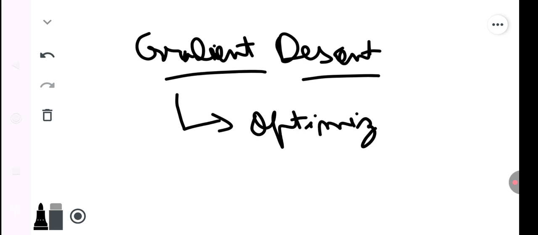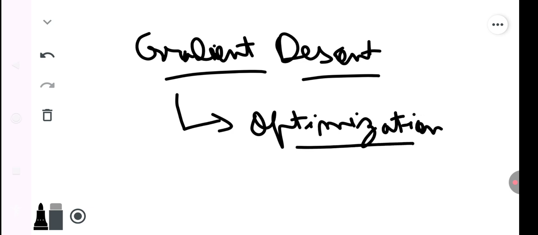So, hello everyone. Today we are going to talk about gradient descent. I'm going to write first, gradient descent. So, what is gradient descent used for? It is seen as an optimization technique, right? It is used for optimization.